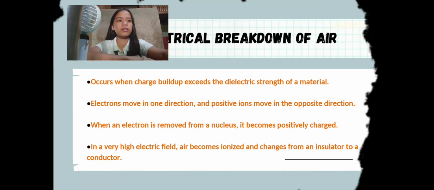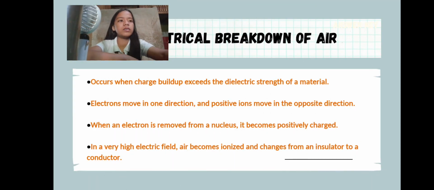But first, what is electrical breakdown of air? Electrical breakdown of air happens when air can no longer block electricity because the electric field becomes too strong. When this happens, air becomes a conductor and allows electricity to pass through. It occurs when charge buildup exceeds the dielectric strength of the material. This means the electric charge becomes stronger than what air can handle. Once the electric field goes beyond the limit, or the dielectric strength, the air breaks down and lets electricity flow.